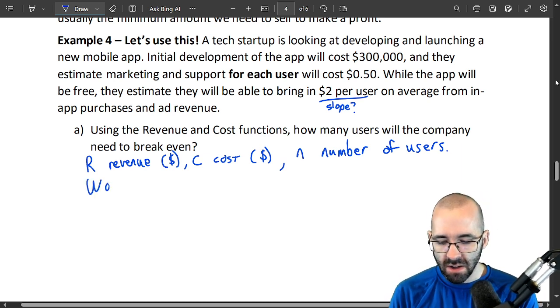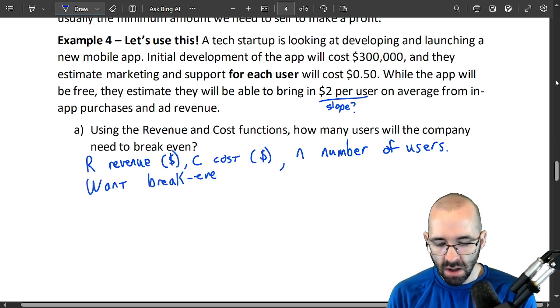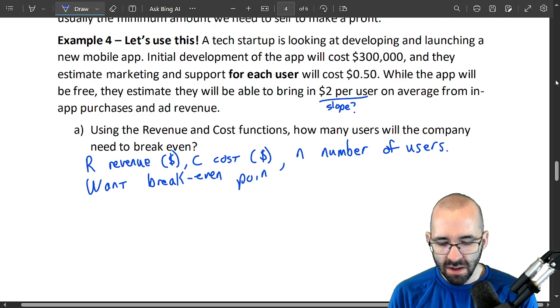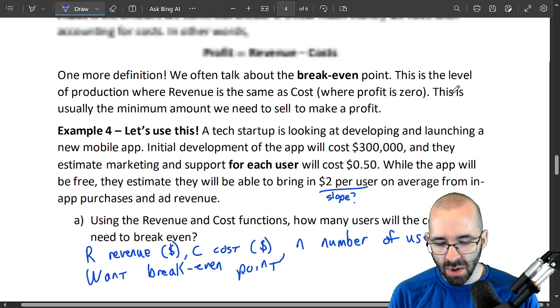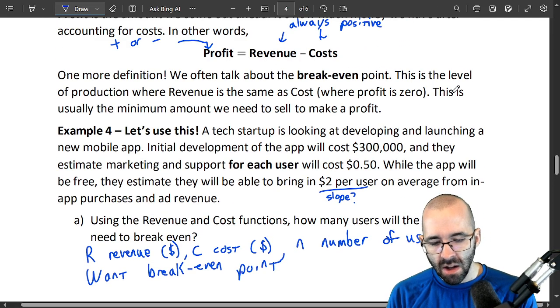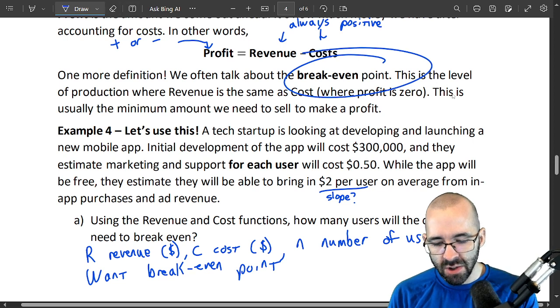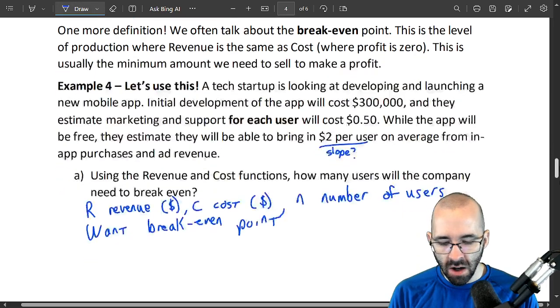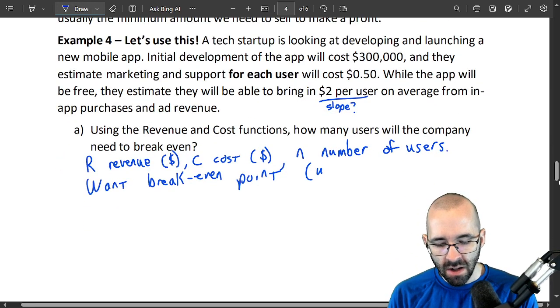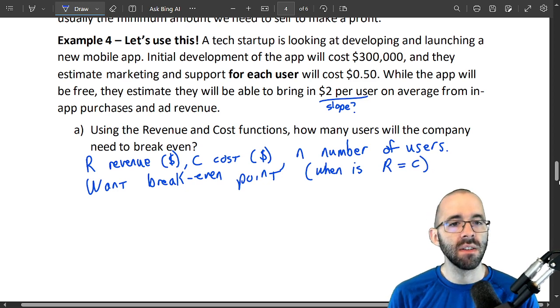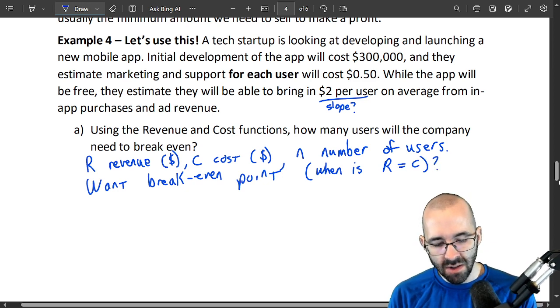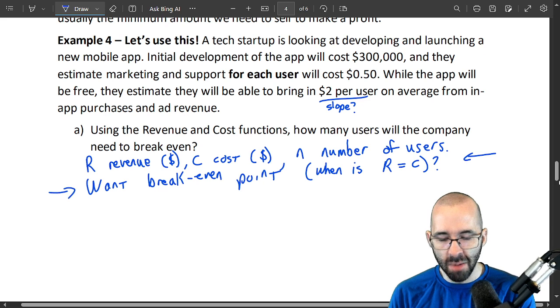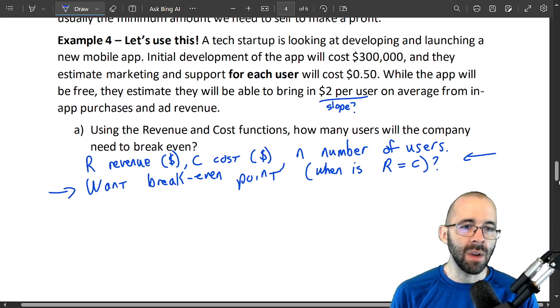What we want is the break-even point. What is the break-even point? I don't remember. Let's scroll up to our definitions. The break-even point is when revenue is the same as cost. Oh, so what we want is when is revenue equal to cost. That's what we're really trying to find for this problem. When is revenue equal to cost?